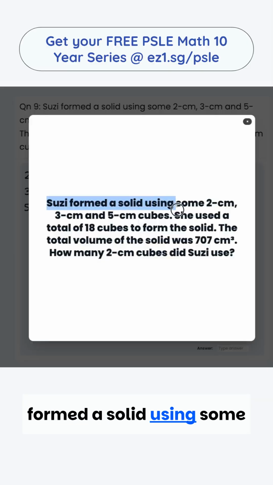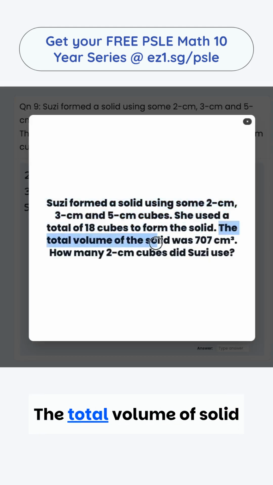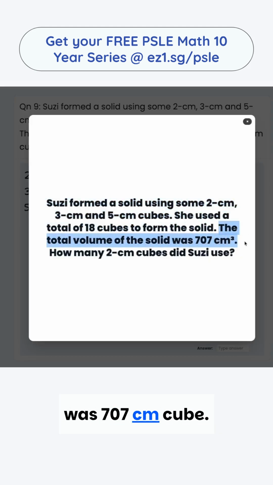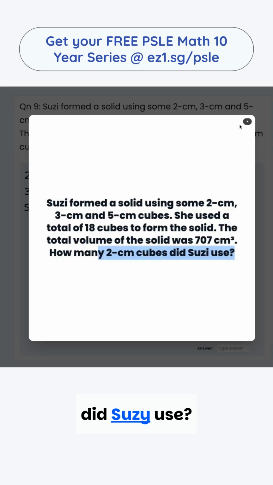Suzy formed a solid using some 2 cm, 3 cm, and 5 cm cubes. She used a total of 18 cubes to form the solid. The total volume of the solid was 707 cm cube. How many 2 cm cubes did Suzy use?